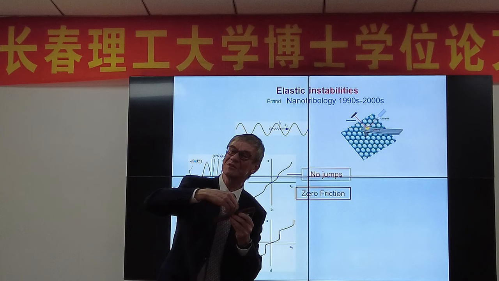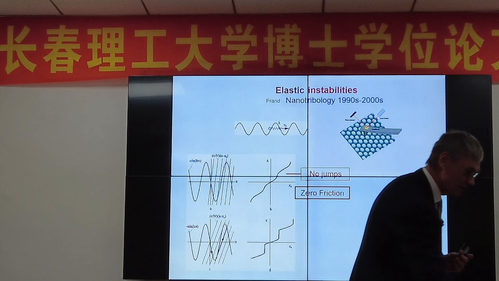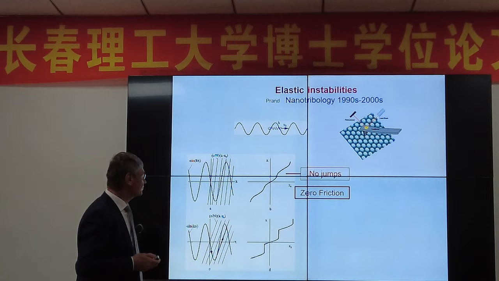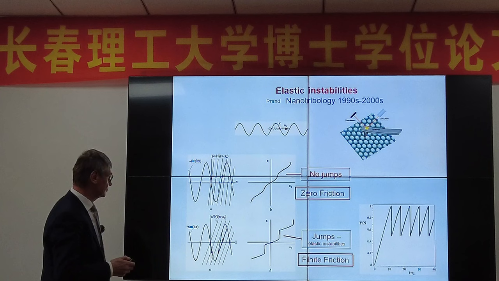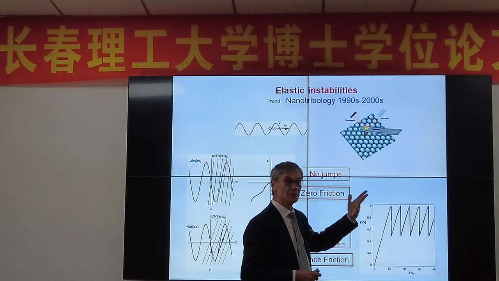If it were strong enough, there would be no jumps and no energy dissipation. Here you would have energy dissipation. This is under the critical stiffness. So here you have jumps. And if you look at the force, there is a jumping force, but if you make the average, the average is the macroscopic friction force.